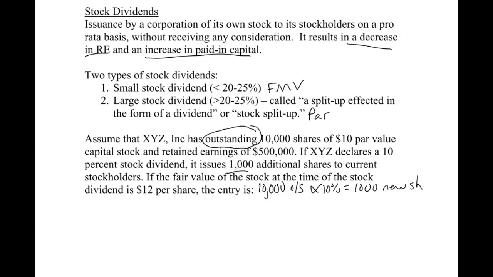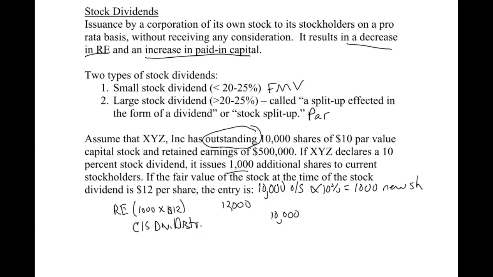When this dividend is declared, we're going to debit retained earnings. Remember, fair market value, 1,000 new shares times $12 per share, so that's $12,000. Now look, we haven't issued the stock yet. We've just declared the dividend. So we use this account, common stock dividend distributable, and that's going to be for the par value of the stock.